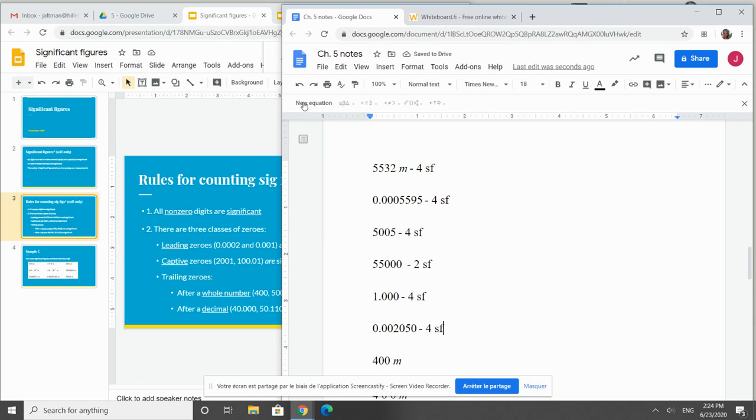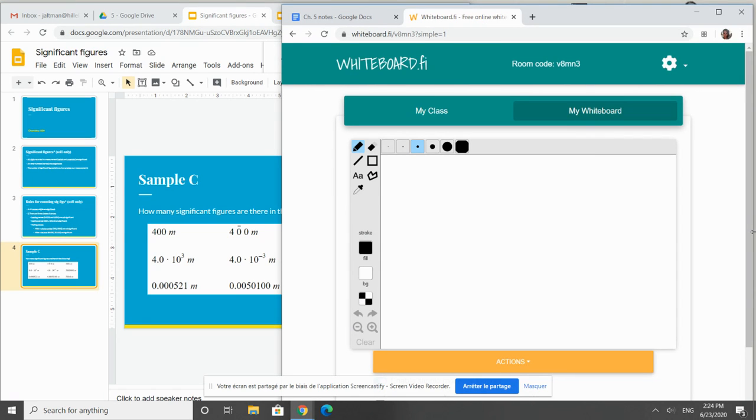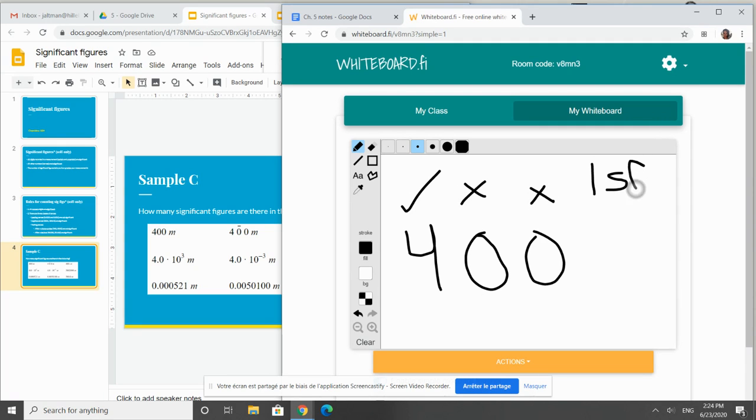Now I'm going to work through some examples rather slowly so you can see all of the different ways that this can manifest. This is different from the examples that we did in class, and let's walk through them. So the first one we have is 400. I'm using the whiteboard feature so I can do a check or an X over each digit and explain it as I do it. So 4 is obviously significant since it's not 0. Both of these zeros are trailing after a whole number, so they are not. So this has 1 significant figure.